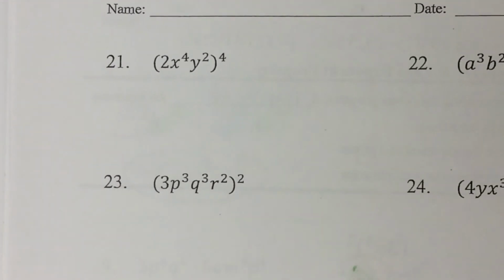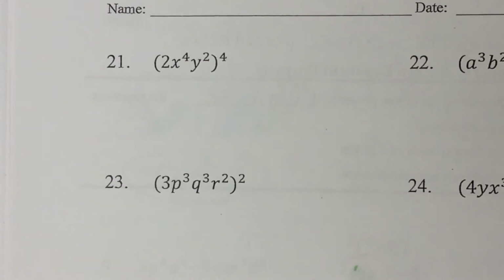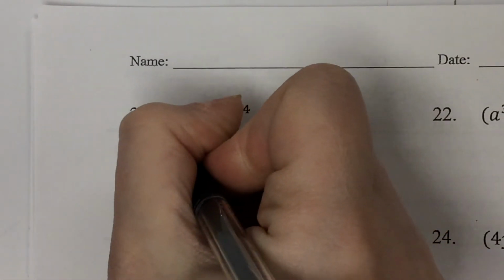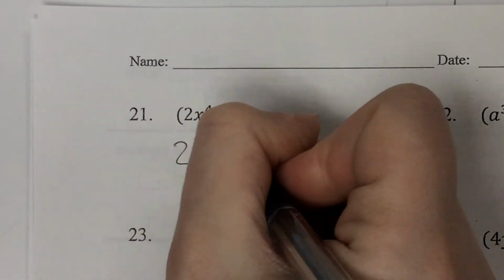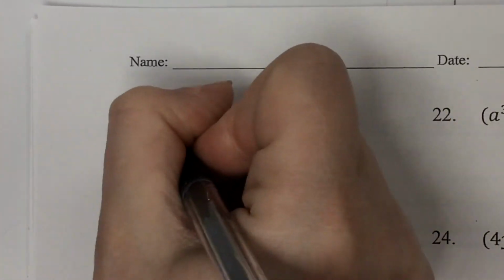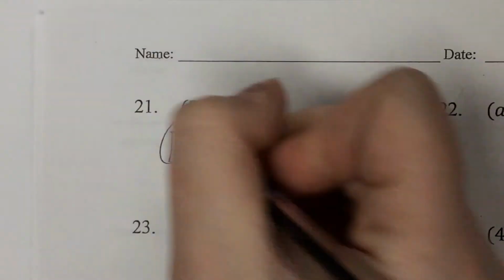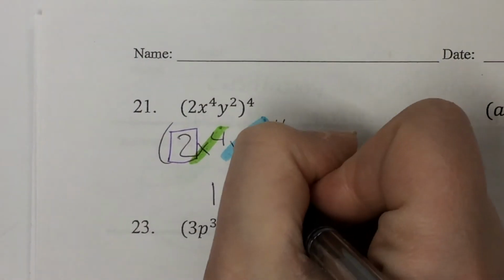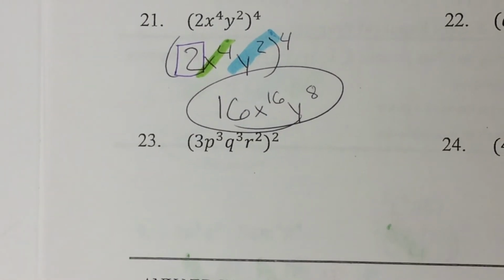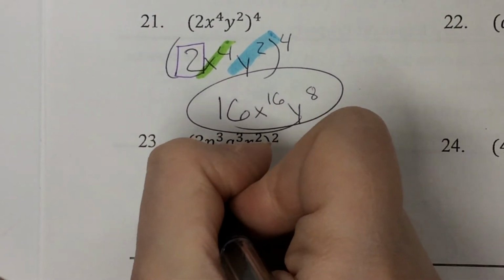So 21 and 23 get a little messier. I'm going to do those two also. 22 and 24 are yours. So in 21, 2x to the fourth power, y squared, the whole thing to the fourth. I want you to pause and try this one on your own. And 23, let's do that one also.